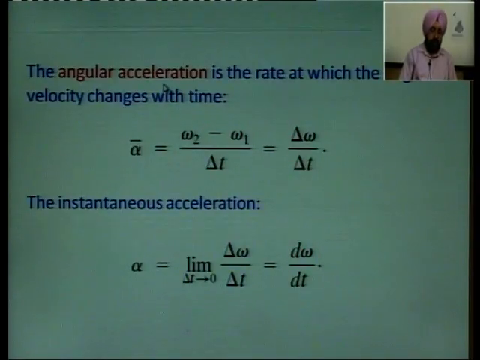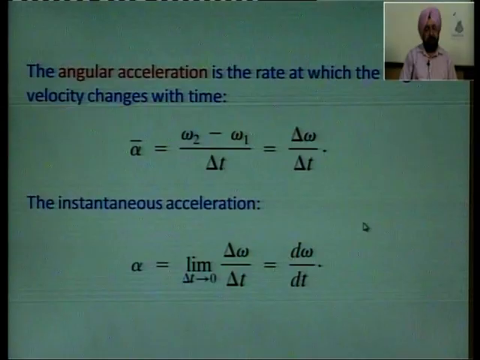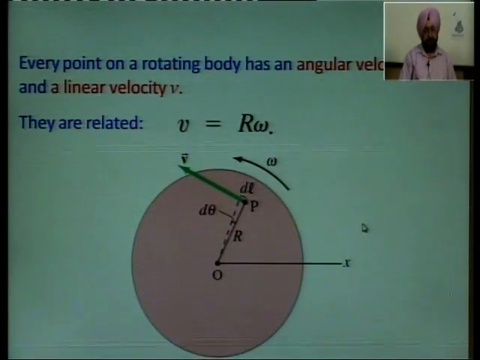Angular acceleration is the time rate of change of angular velocity, or the rate at which angular velocity changes with time. If initially, say, angular velocity is omega 1, after a short interval of time delta t, the angular velocity becomes omega 2. The difference is omega 2 minus omega 1, which you denote by delta omega. This is what is called angular acceleration. If the limits of time are very small, then this is called instantaneous acceleration.